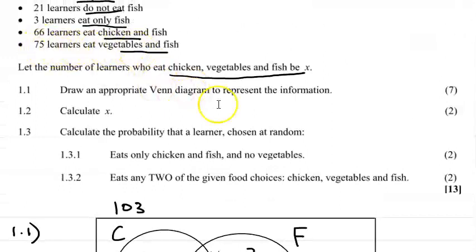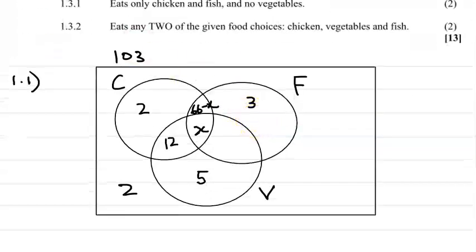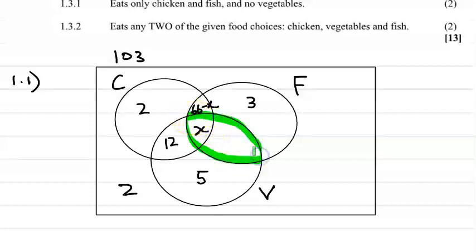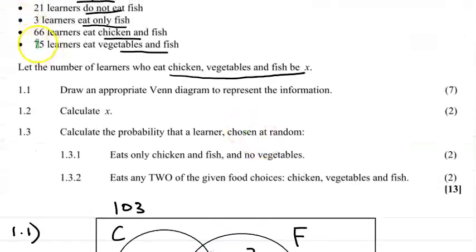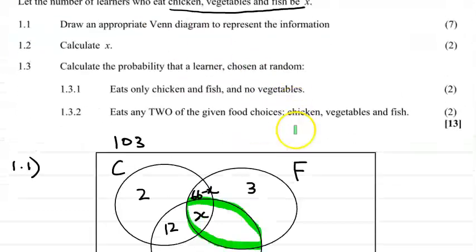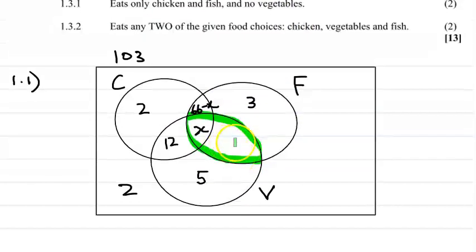75 learners eat vegetables and fish. Now where is vegetables and fish? Vegetables and fish is here. So this whole portion of the Venn diagram is vegetables and fish. And again they tell us that 75 learners eat vegetables and fish. So therefore here we're going to have 75 minus X.